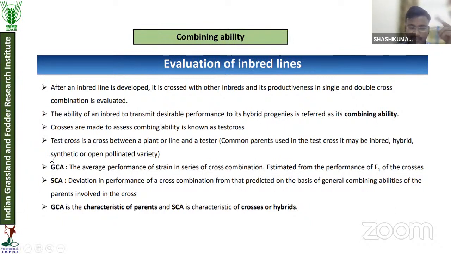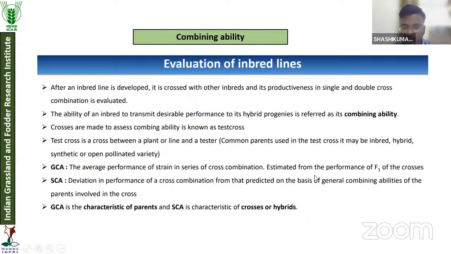In combining ability, there are two types: general combining ability and specific combining ability. General combining ability is the average performance of a strain in a series of cross combinations, estimated from the performance of the F1 of the crosses. Suppose you take 10 inbreds and cross with 5 testers; you develop 50 crosses. P1 male is crossed with 10 female lines. The P1 strain's performance across all the 10 female lines is called general combining ability.